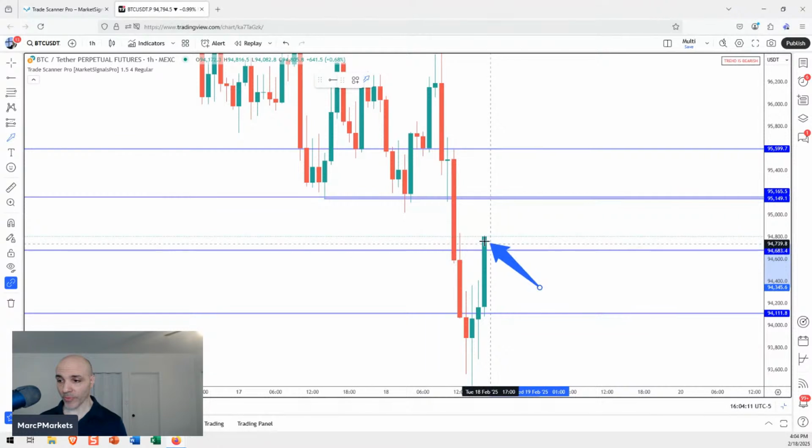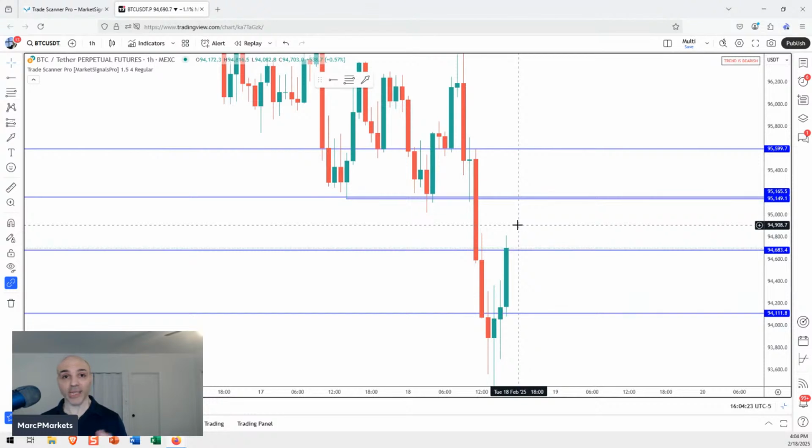All right, looks like we're kind of pushing through that. Usually resistance levels reject pretty quickly. I don't see any rejection yet, but all right, so we'll keep this in mind. The next level is going to be up here. So that's it. That's my plan.